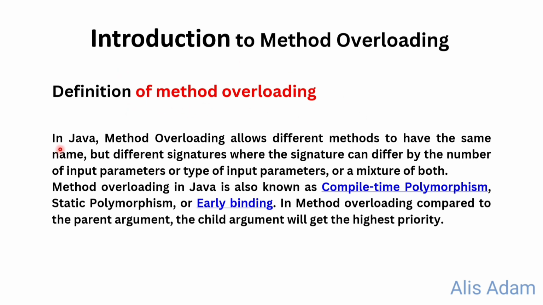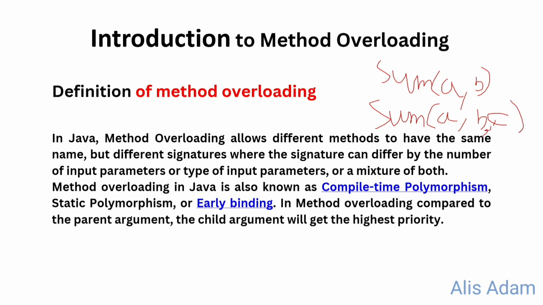In Java, method overloading allows different methods to have the same name. For example, sum having two parameters, a and b, and another sum having three parameters, a, b and c. Here the sum is overloaded. This is called overloading. The first sum has a, b, and another sum has a, b, c. So overloading is done.